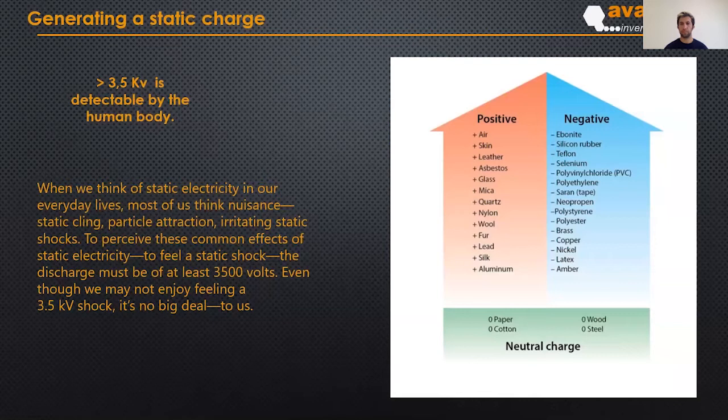One important point is that your body is able to detect this spark or charge when you reach a voltage over 3.5 kilovolts. 3.5 kilovolts is not too much. If you, for example, rub against a wall or a pullover, if you rub for several seconds, at the end you have this voltage and a discharge can appear.